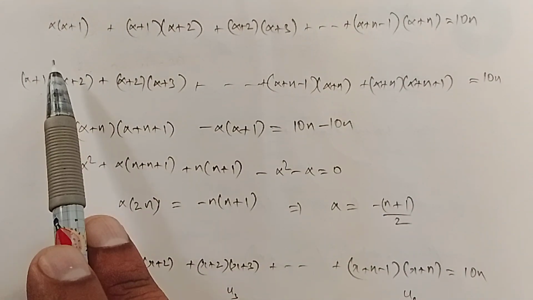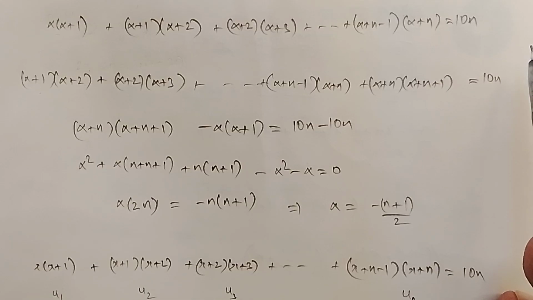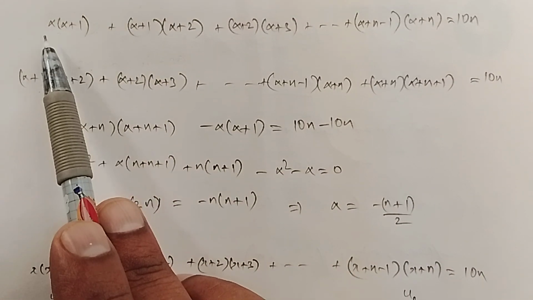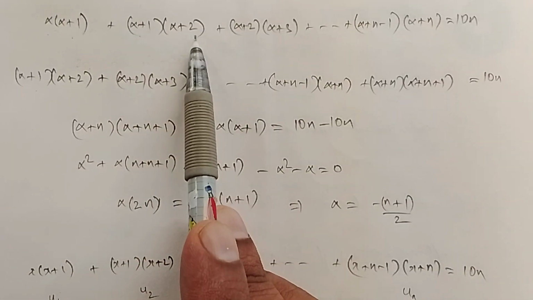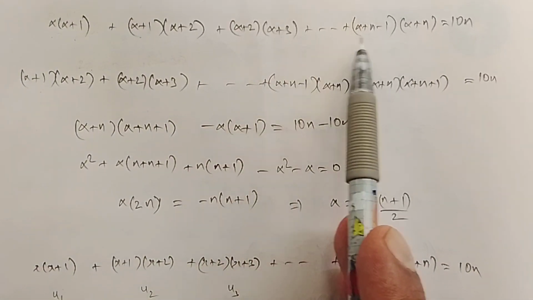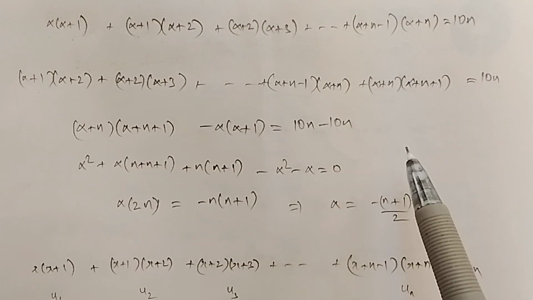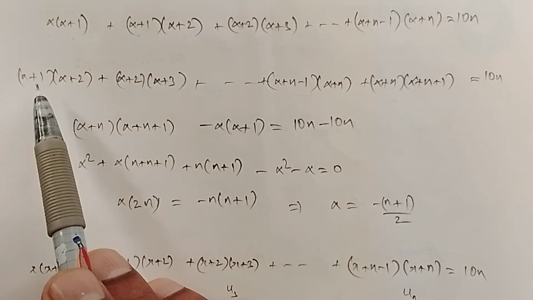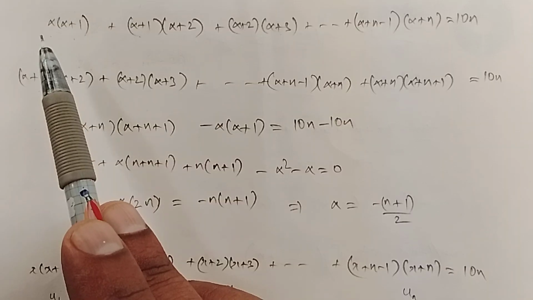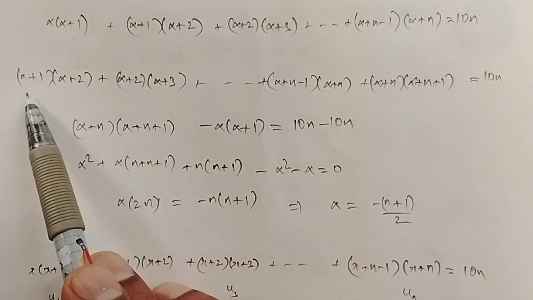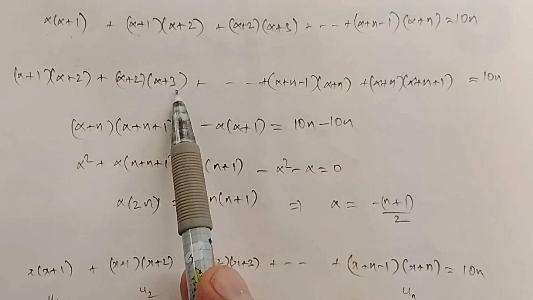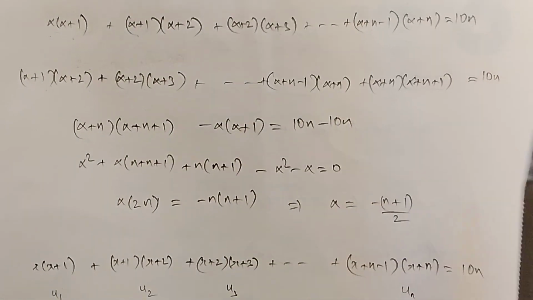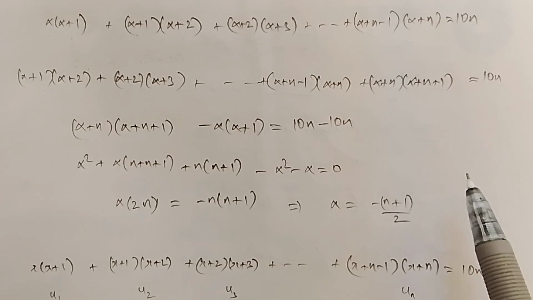If alpha and alpha plus 1 are solutions of that equation, then we can substitute alpha in the place of x: alpha(alpha+1) + (alpha+1)(alpha+2) + (alpha+2)(alpha+3) and so on should be equal to 10n. Similarly, alpha plus 1 is also a solution. So in the place of x, if you substitute alpha plus 1, then (alpha+1)(alpha+2) + (alpha+2)(alpha+3) and so on, that also should be equal to 10n. Right, we have got two equations.